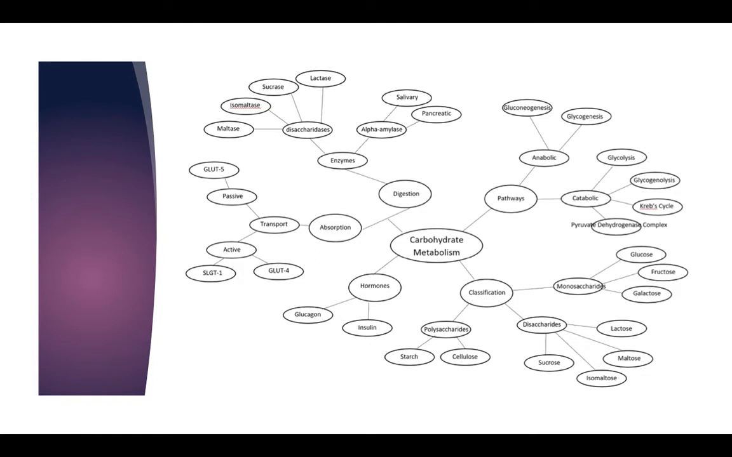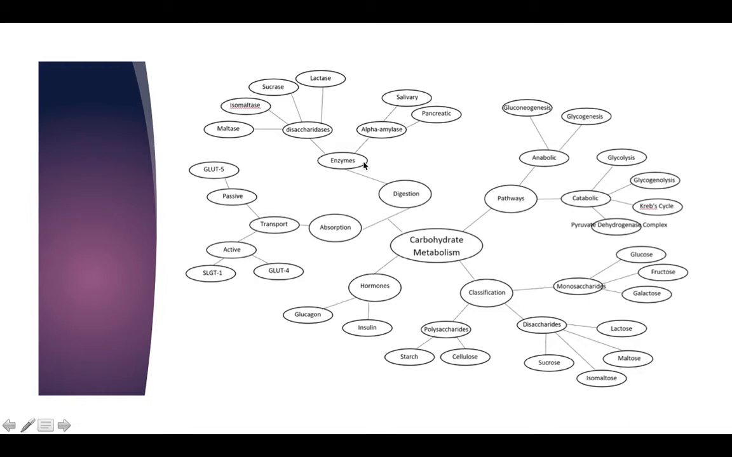This is something that I made from a biochemistry lecture that just organizes a bunch of terms and how they relate together. So I made a mind map of the terms, just wrote all the terms out and then started grouping them by similarity.